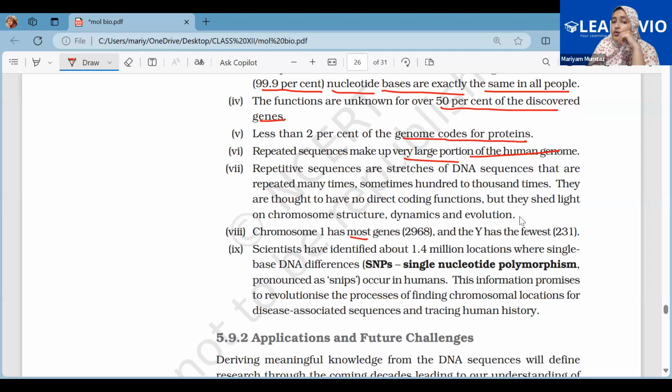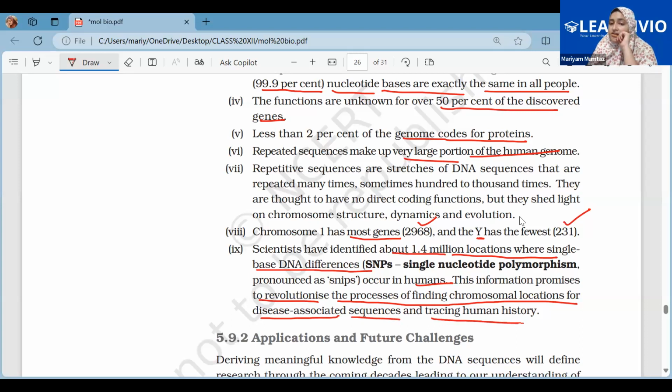Chromosome 1 has the most genes, that is 2,968 genes, and chromosome Y, the sex chromosome, has the least, that is 231 genes. Now, scientists have identified about 1.4 million locations where single base DNA differences, that is SNPs, single nucleotide polymorphisms, occur in humans, meaning a difference of 1 base pair. This information promises to revolutionize the process of finding chromosomal locations and disease associated sequences and tracing human history.